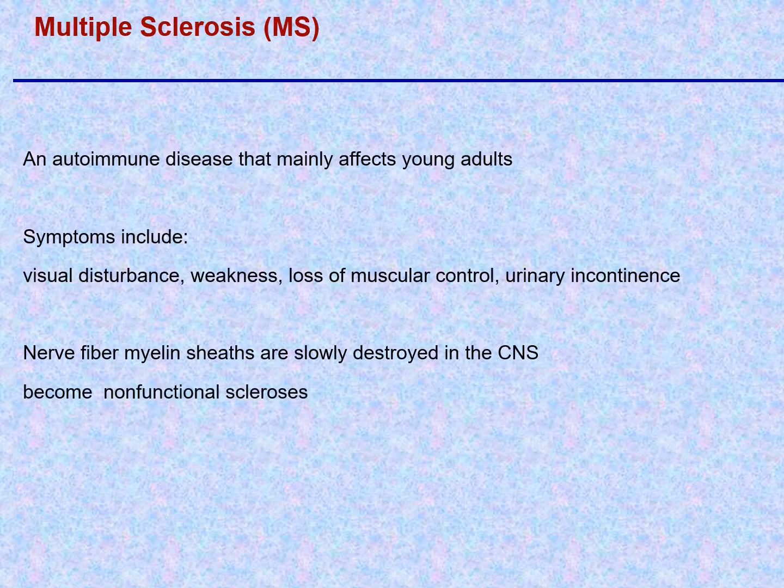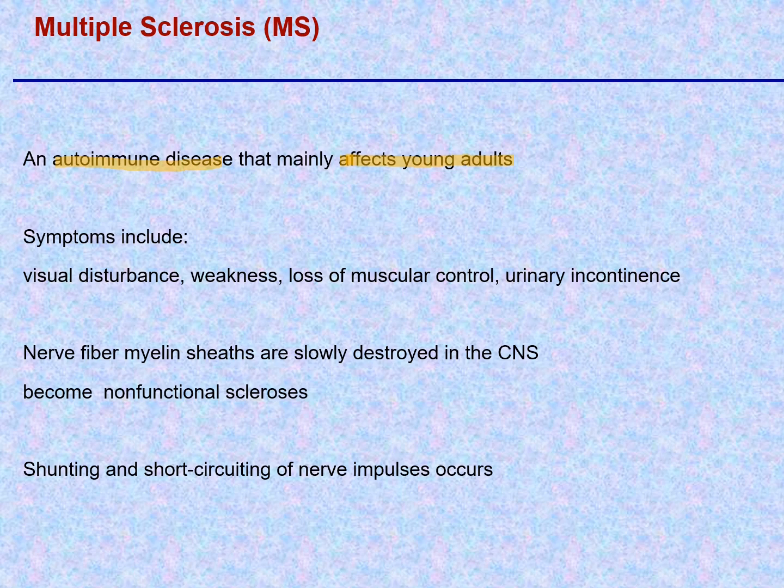Now there is a disease that affects young adults. It's quite a terrible disease that affects young adults. It's an autoimmune disease. Normally the immune system only responds to foreign non-self molecules. In this case, it's an autoimmune disease where the immune system actually attacks and destroys the myelin sheath of the nerves, and you get a serious kind of disease which is called multiple sclerosis. It's essentially a short-circuiting of nerve impulses.